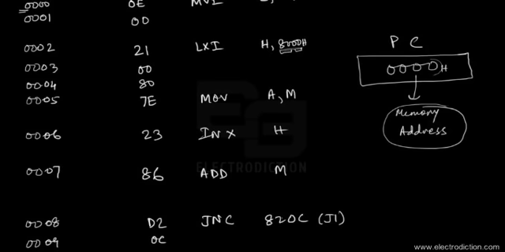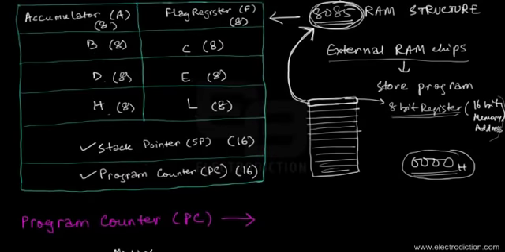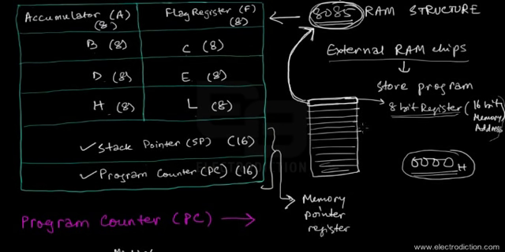Okay, so basically we can say that the program counter register is a memory pointer register. And not only that, both the stack pointer and the program counter are collectively referred to as memory pointer registers, because they just store the location of the memory address, or the corresponding memory location, where the 8085 needs to search for data, opcodes, operands, whatever.